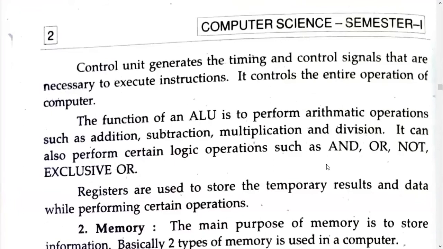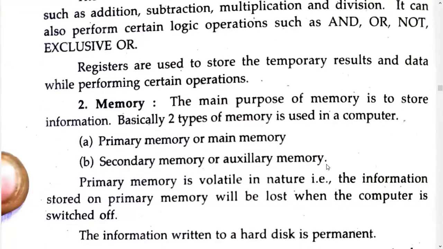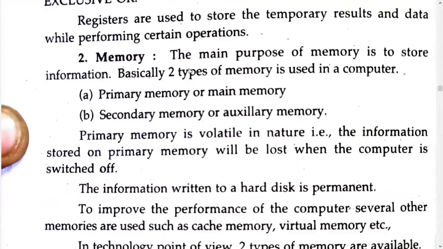So next is memory. The second one is memory. Particularly, memory plays a crucial role in executing these input and output operations. The main purpose of the memory is to store information, either for a temporary purpose or a permanent purpose. Basically, there are two types of memory, that is primary memory and secondary memory. The primary memory is volatile, meaning it is temporary in nature. The information will be lost when the computer is switched off.